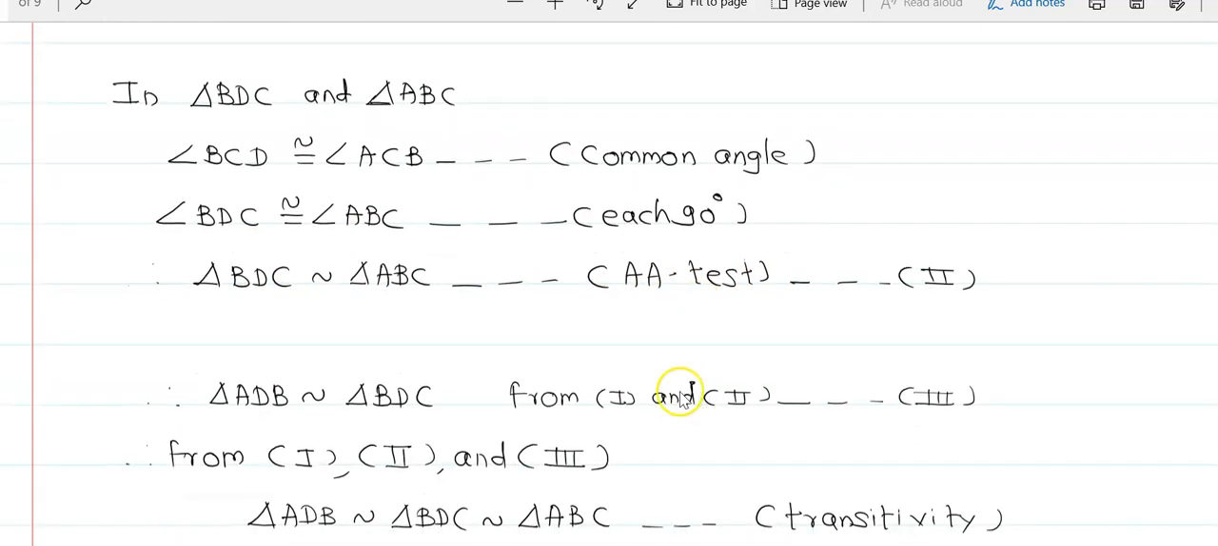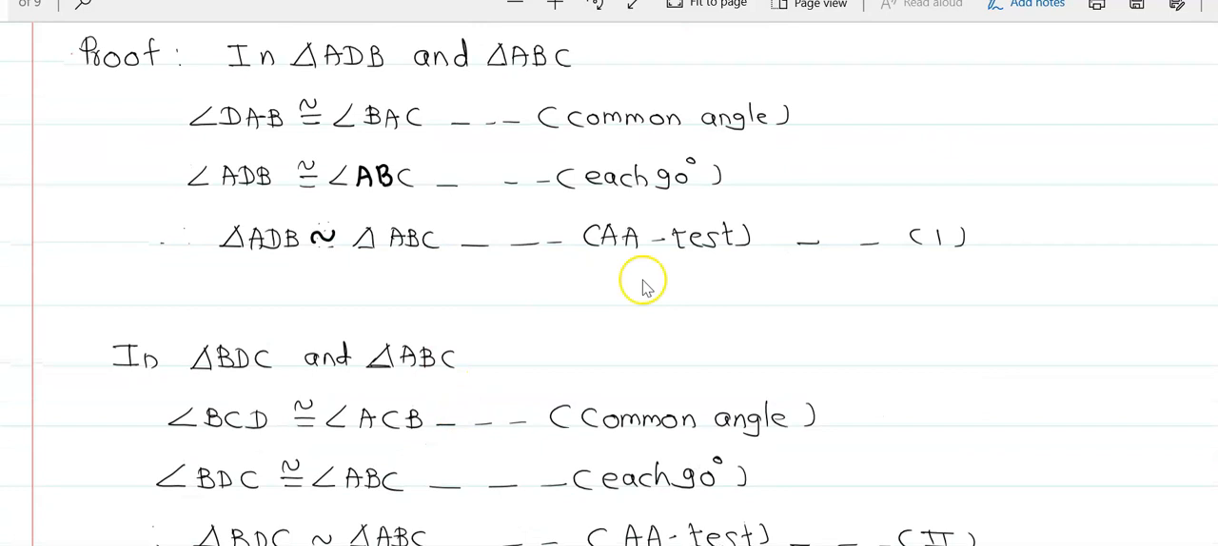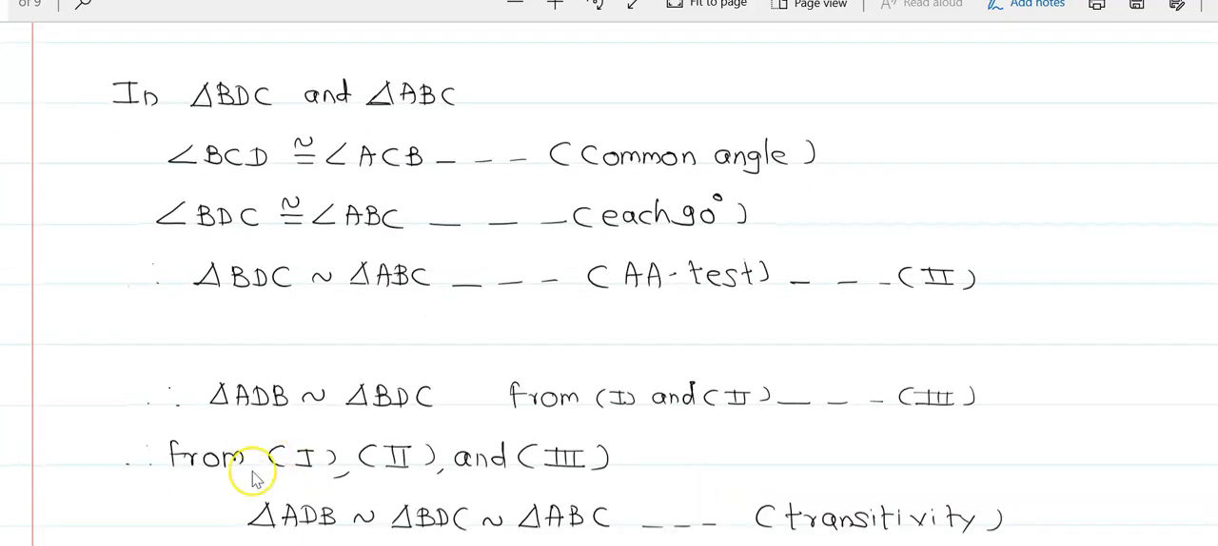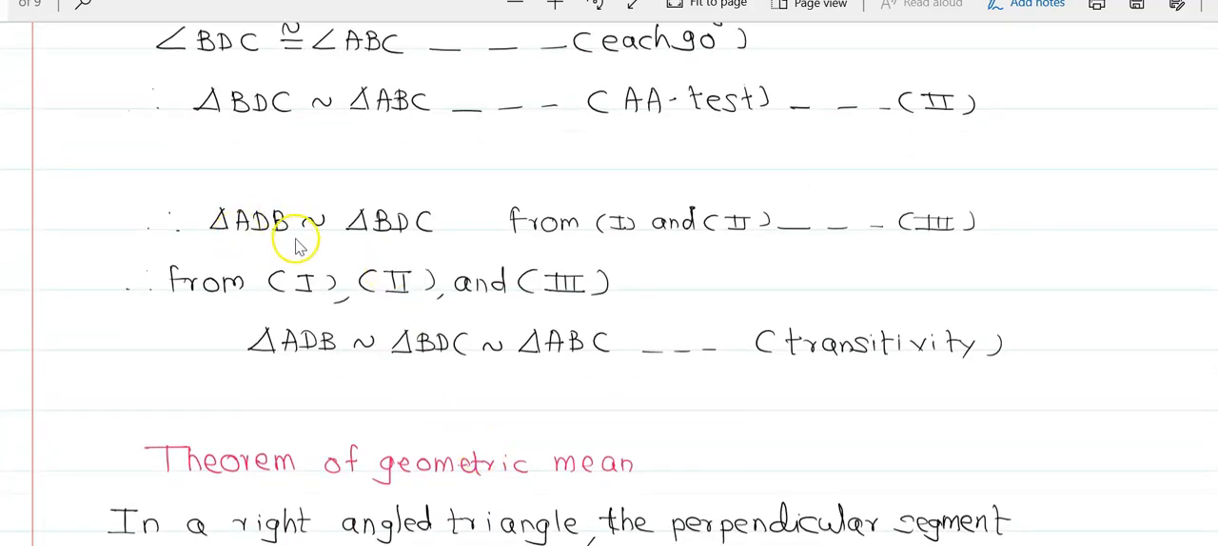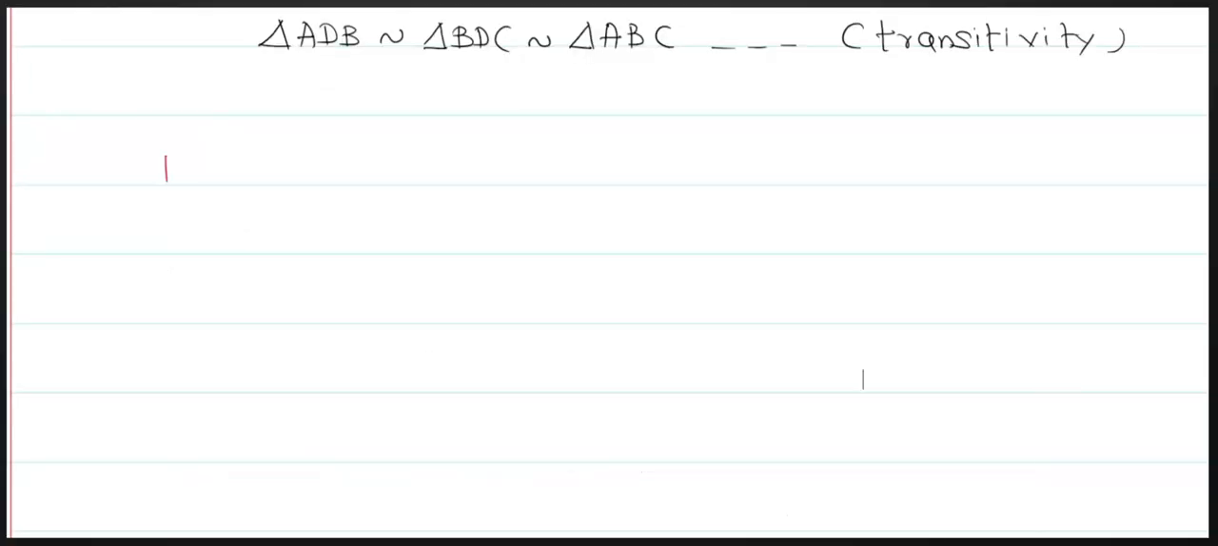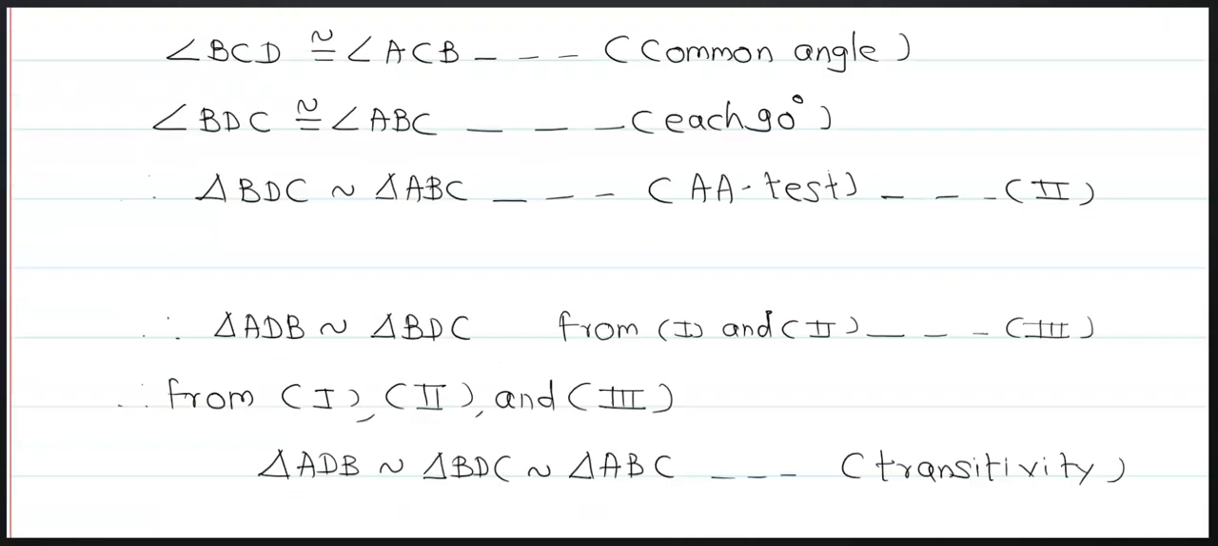Therefore, from 1 and 2, triangle ADB is similar to triangle BDC. That's why we get the third one. And from 1 to 3, triangle ADB is similar to triangle BDC is similar to triangle ABC, by the property of transitivity. Now see this again here. Now the next is the theorem of geometric mean.